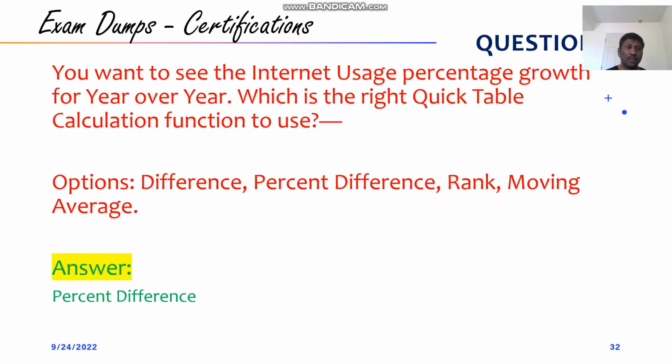Question number 30: you want to see internet usage percentage growth year over year. This is like the first and second questions, which are repeated here. The answer is percent difference in a quick table calculation. You can see difference, percent difference, rank, moving average. You have to choose percent difference, which is going to be the right answer.